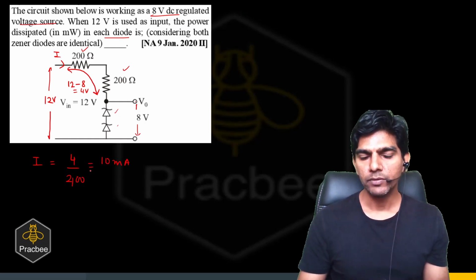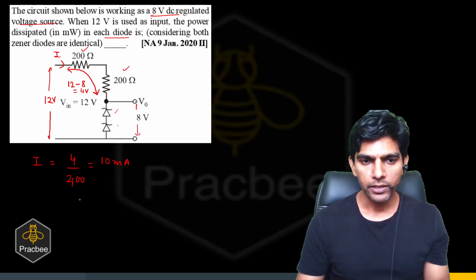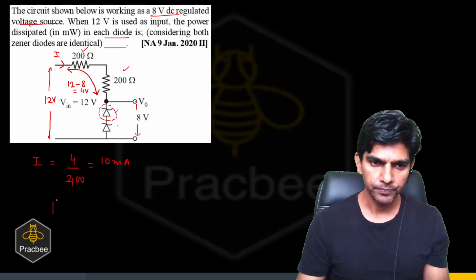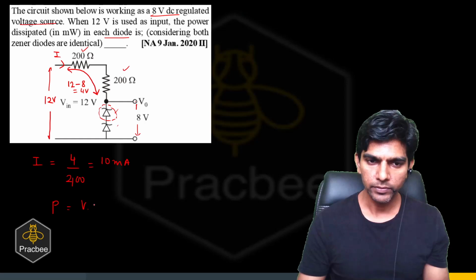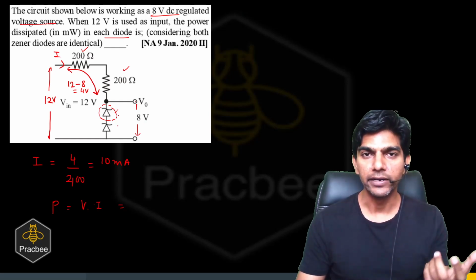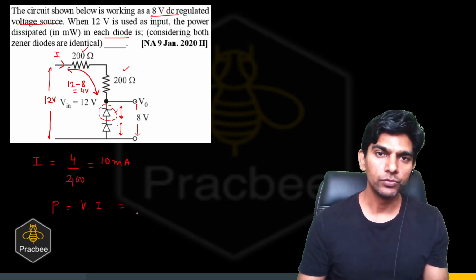And this 10 milliamperes, since there is no load connected, this entire current will pass through the Zener, and we can say the power dissipated in one of the diodes will be the voltage across that diode times the current. Since they are in series and they are identical diodes, the potential drop across each diode will be 4 volts.